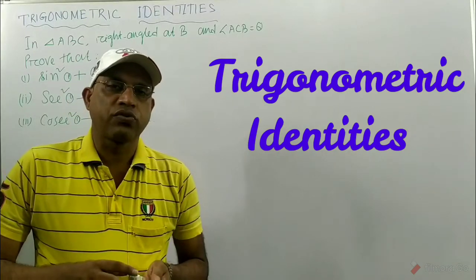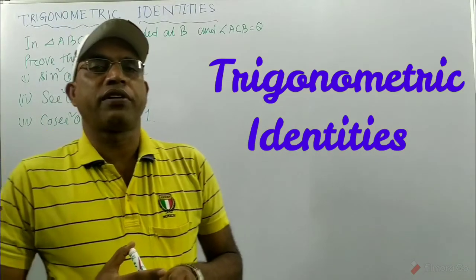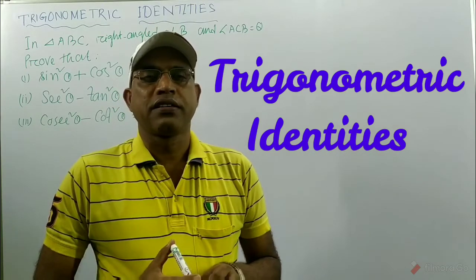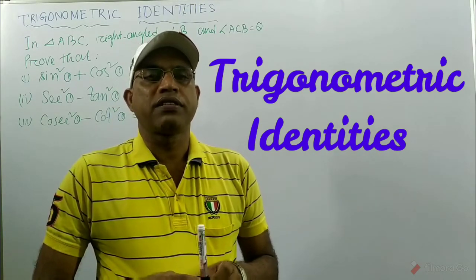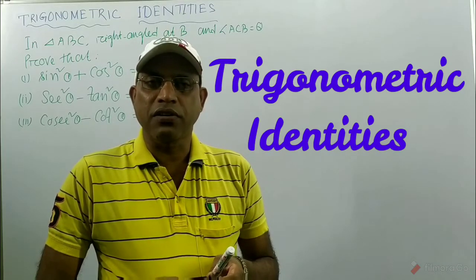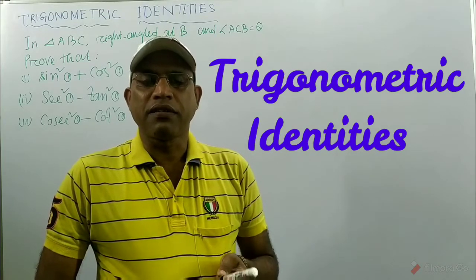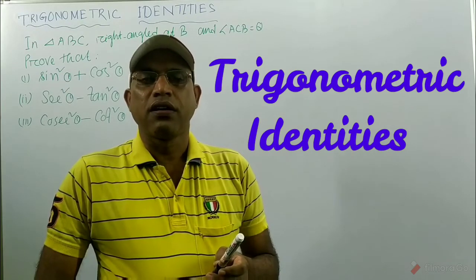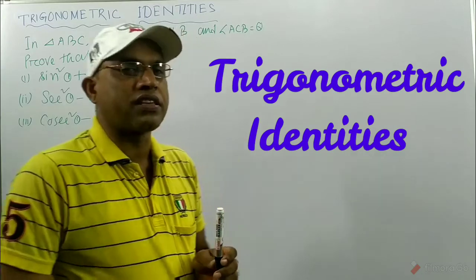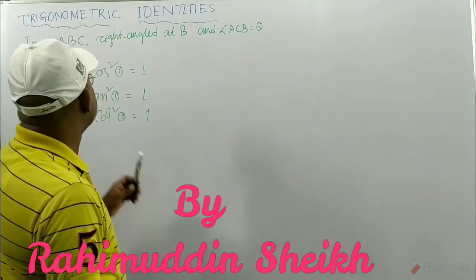So, dear students, today we consider some trigonometric identities. We want to prove trigonometric identities. The problem is that we know sin square theta plus cos square theta equal to 1, sec square theta minus tan square theta equal to 1, cosec square theta minus cot square theta equal to 1. Now you want to prove these three trigonometric identities.